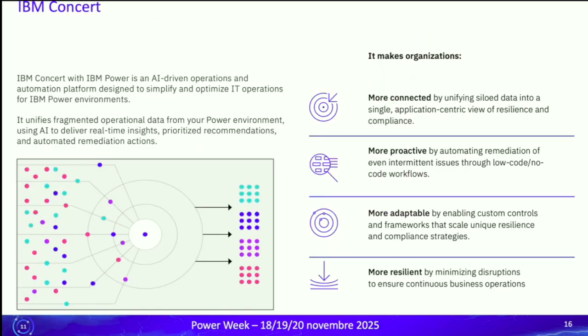So IBM Concert, if you look here at the general software with all the capabilities, you can bring in all your systems together, x86, Power, mainframe, etc., and look at everything in a more proactive way, adapting to the custom controls of what you need to do, and then ensuring you have minimum disruption in your environment. So that's what Concert brings in total. Power brought it just to Power, so that it uses the HMC capabilities together with Concert to give you more control and automation.